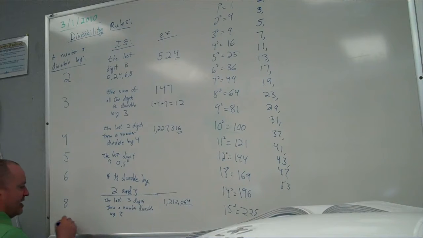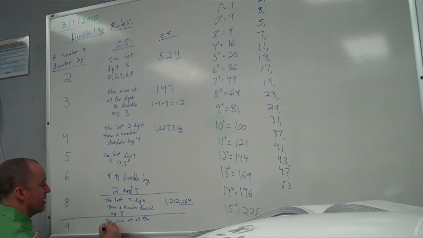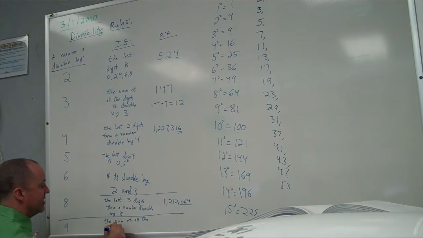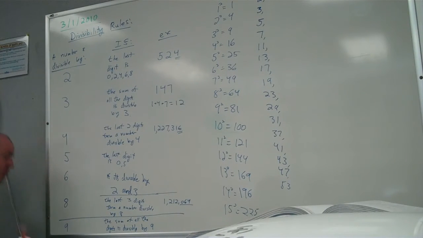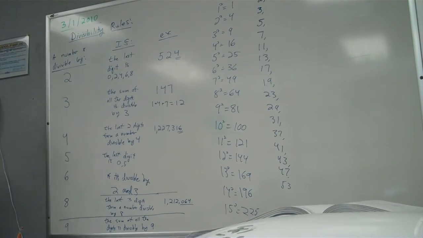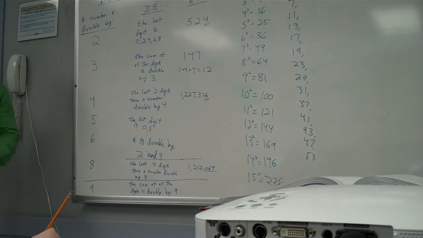The rule for 9 is a lot like the rule for 3. A number is divisible by 9 if the sum of all the digits is divisible by 9. The rule for 10 is if it ends in 0. I'm not writing that one. And there are rules for 11, 12, 13, etc., but we're not doing them.